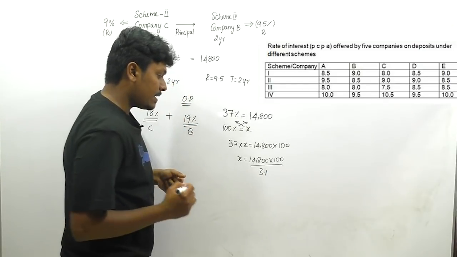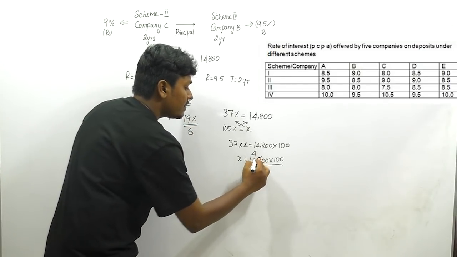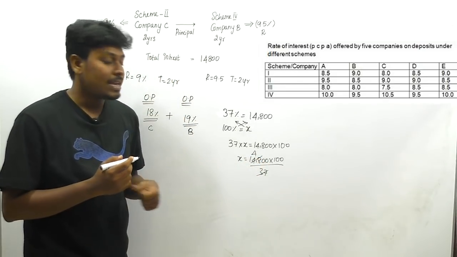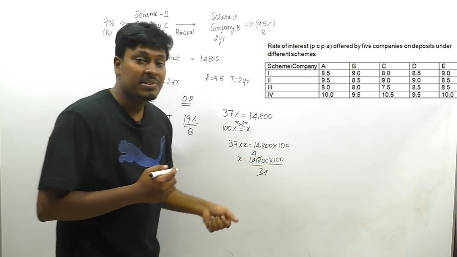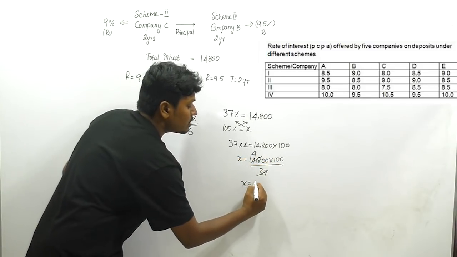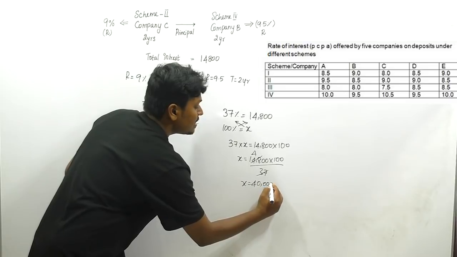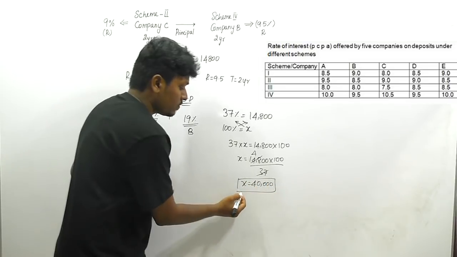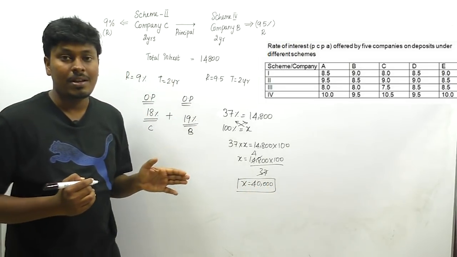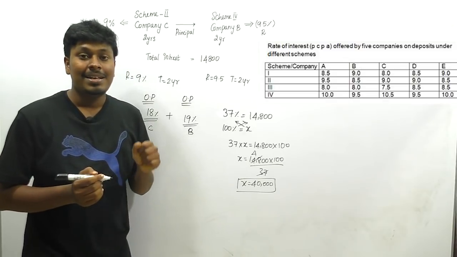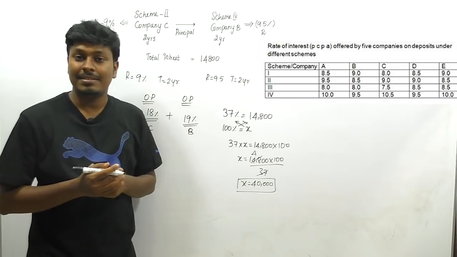Let me cancel this four times. 37 into 4 is 148. So X is equal to 40,000. So finally we have got Mr. X's deposited amount, 40,000. So X is equal to 40,000 is the principal amount that X deposited, right?